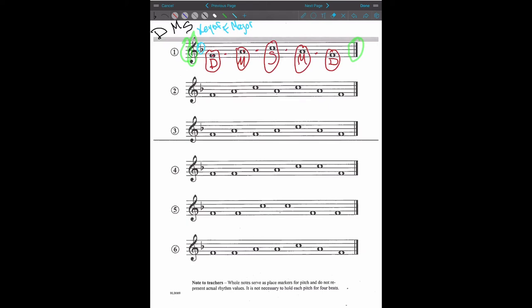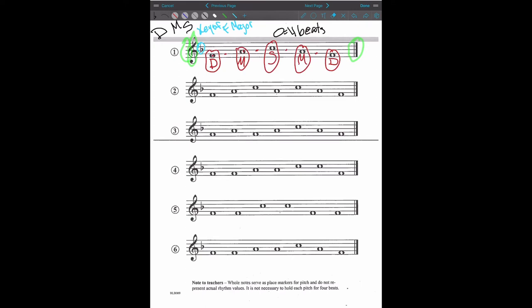In order to sing that, remember that we have a whole note, and a whole note receives four beats of sound. And so we're going to take that at a fast four, because if we go slow, we will be here all day.